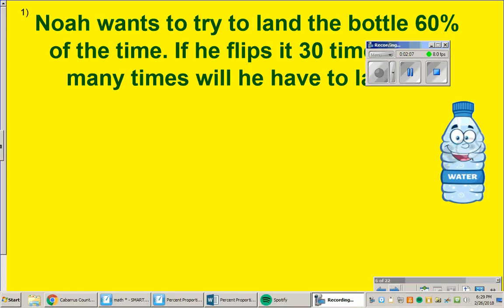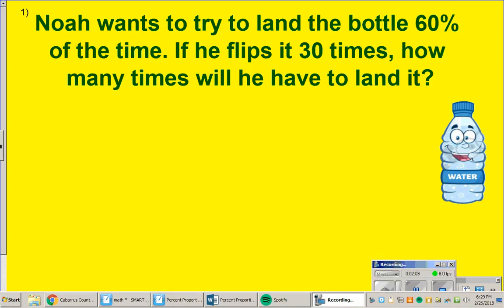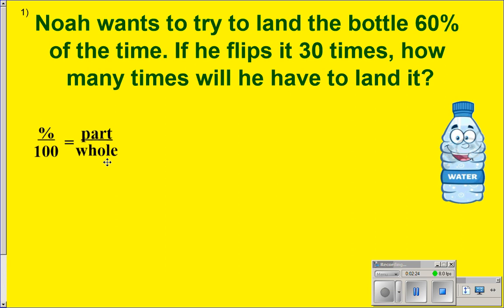Now let's take a look at this first problem here. Dylan wants to try to land the bottle 60% of the time. If he flips it 30 times, how many times will he have to land it? We're going to start off, there's percents in there. Whenever there's percents, you're going to think about doing a percent proportion. Percent over 100 equals part over whole.